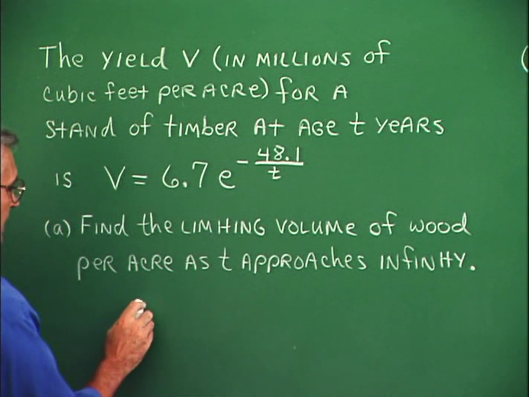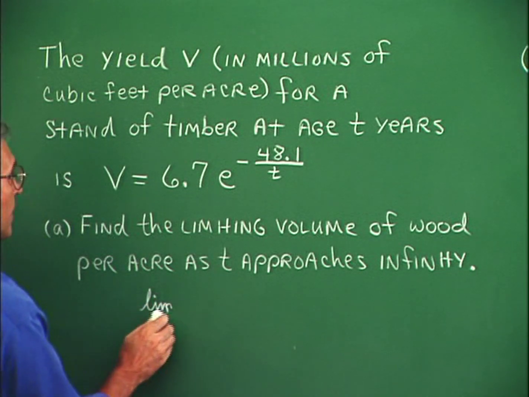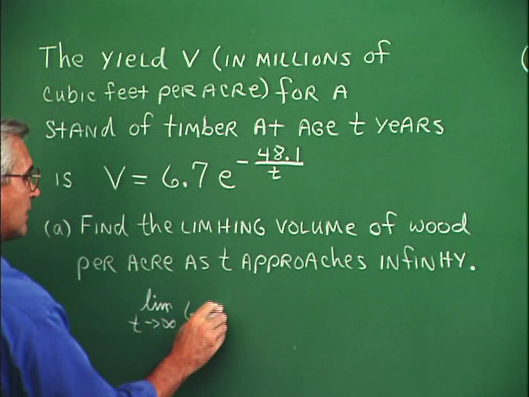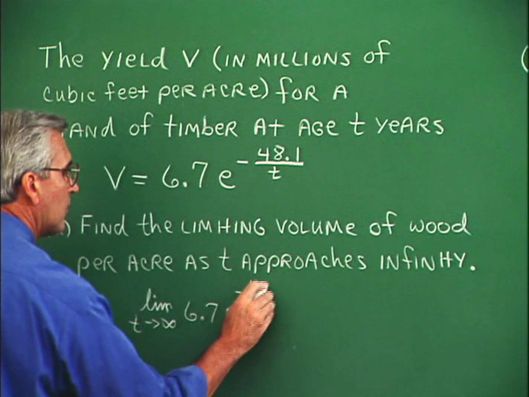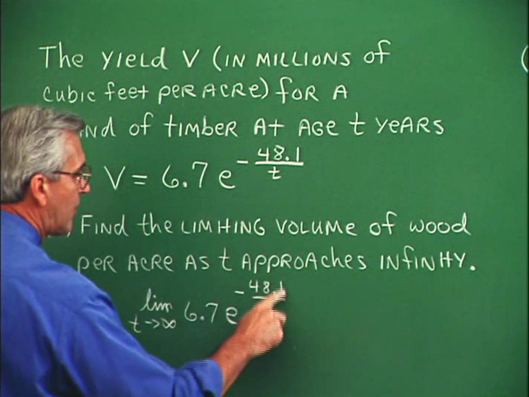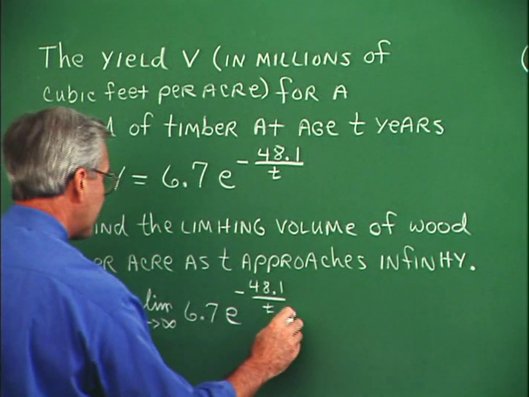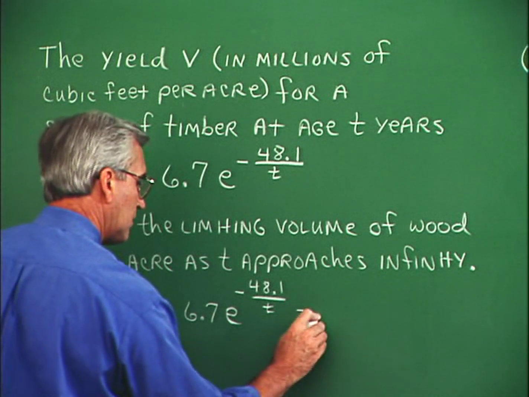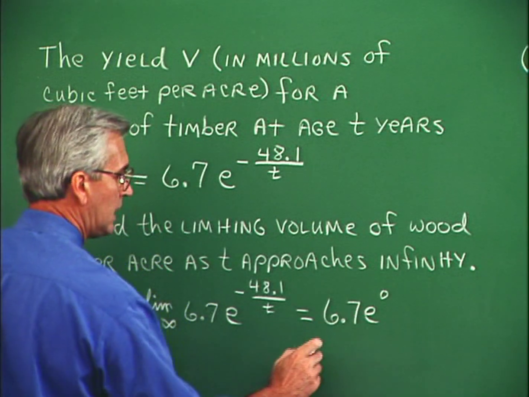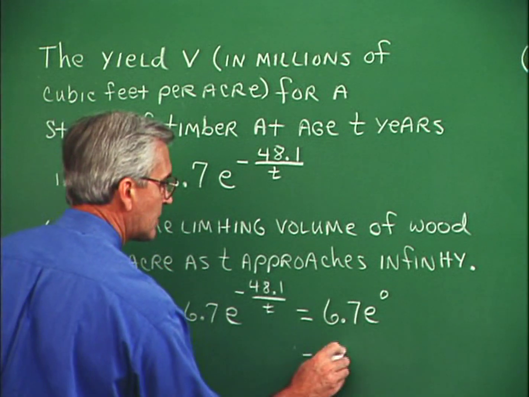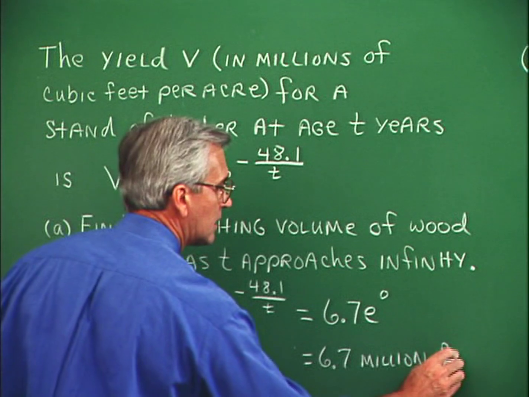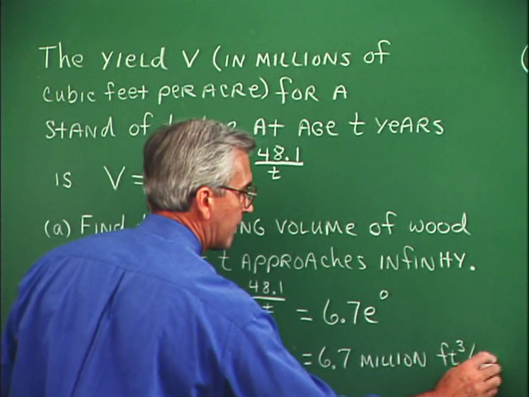Well, what we're calculating is the limit as t approaches infinity of 6.7 e to the negative 48.1 over t. And as t approaches infinity, this fraction goes to 0. So this becomes 6.7 e to the 0, but e to the 0 is 1, so this is 6.7 million cubic feet per acre.